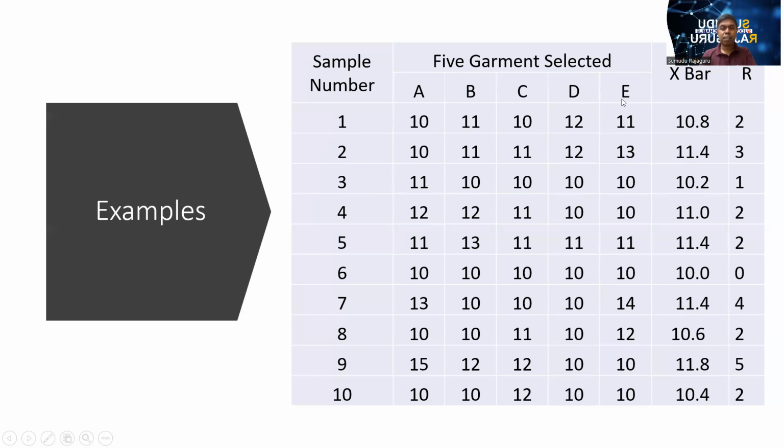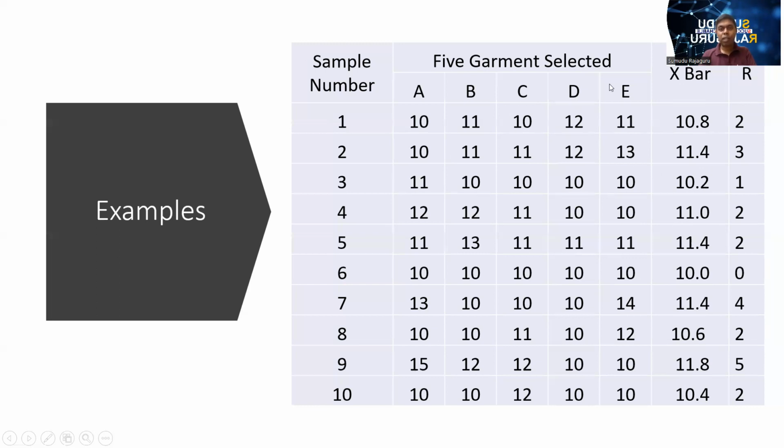R means range. Range means the difference between the largest number and the lowest number. In here, the largest number is 12, the lowest number is 10, so the difference is 2. Coming to here, the largest number is 13, the lowest number is 10, so the difference is 3. So we have already calculated the X bar values, then we calculate the R value. X bar, that bar means average, so we take the subsample average.